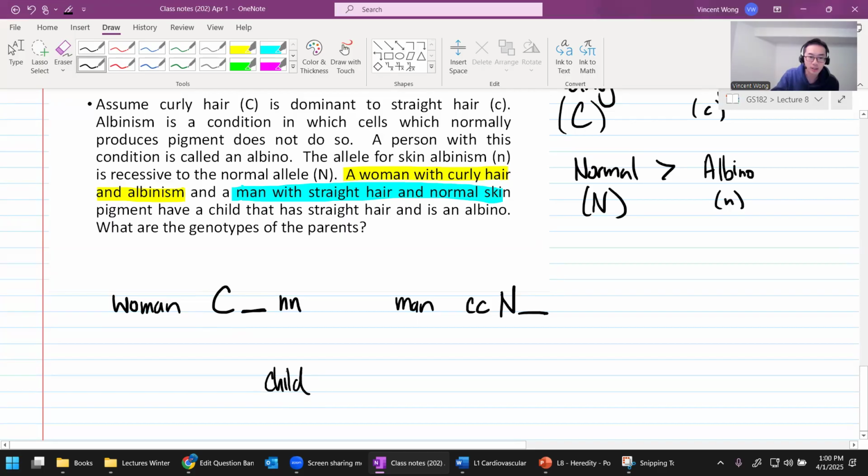Okay, what about the child? The child has straight hair and is albino. So straight hair is little c, and albino is little n. So where does the child get the little c from? Well, one of the little c would be from the man, for sure, because you get one from father, and then the other one you have to get from mom, which means the mother has to be heterozygous. You can use the same argument for the little n. One of the little n's would be inherited from the mom, and the other one must be coming from dad. Right? So sometimes we have to trace the character through generations before we can decide the genotype of everybody in the family.